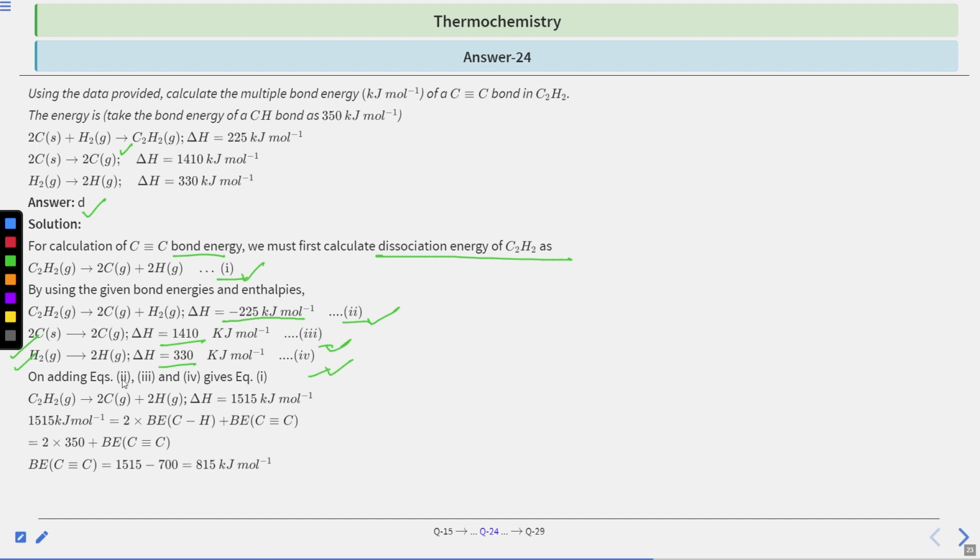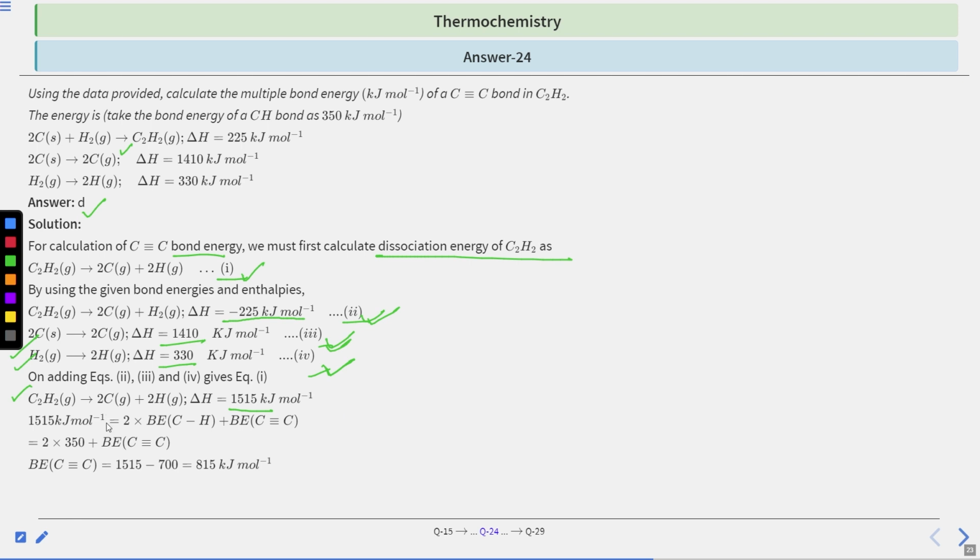Okay, so the final reaction will become C2H2 will give you 2C plus 2H, which is the first reaction. Since we add the second, third and fourth reactions, we also add the del H for those reactions: del H for second, del H for third, del H for fourth equals del H for first, which is coming out as 1515 kilojoule per mole.